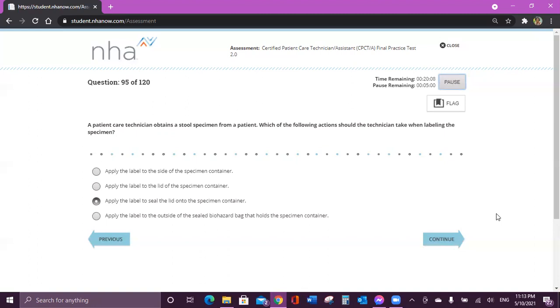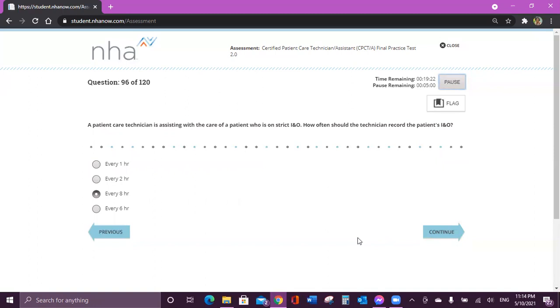A patient care technician is obtaining a specimen from a patient. Which of the following actions should the technician take when labeling the specimen? Apply the label to the side of the specimen container. Apply the label to the lid of the specimen container. Apply the label to the seal of the lid of the specimen container. Apply the label on the outside of the sealed bag that holds the specimen container. No, apply the label to the side of the specimen container. On the side.